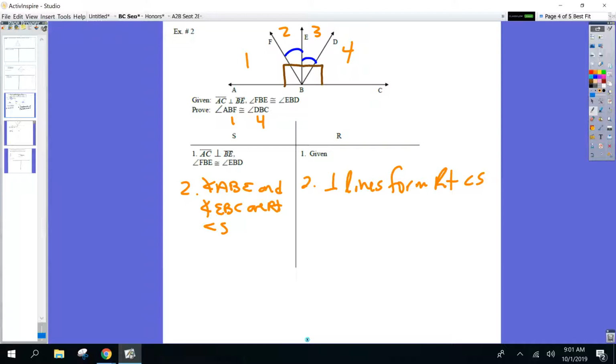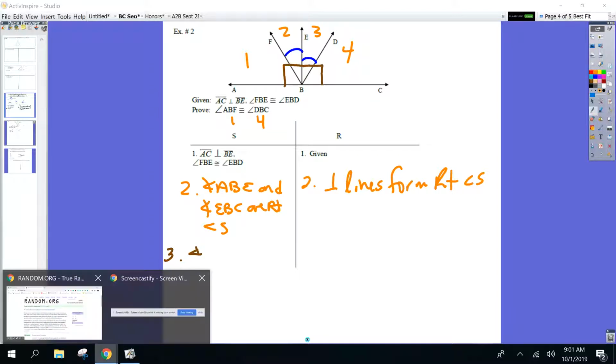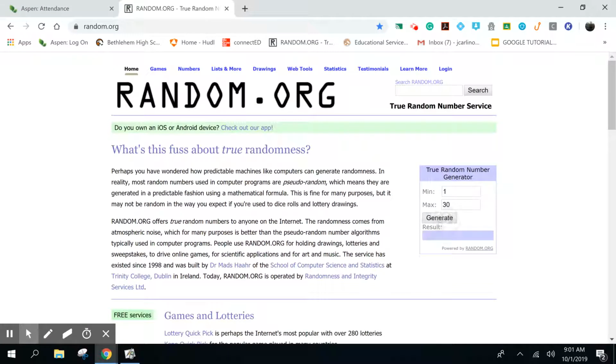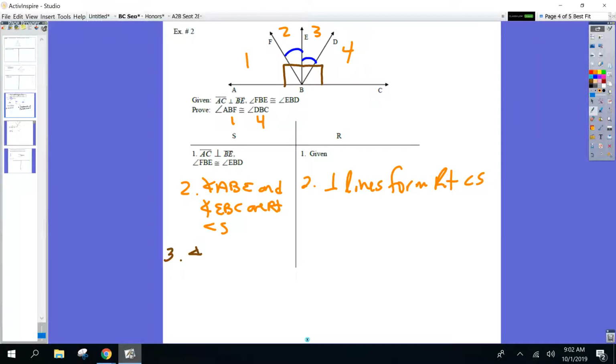Complementary. Don't use 1 and 2 and 3 and 4. Actually name them. So give me a pair of complementary angles up here. Let's hear 29. A, B, F, and F, B, E are complementary.